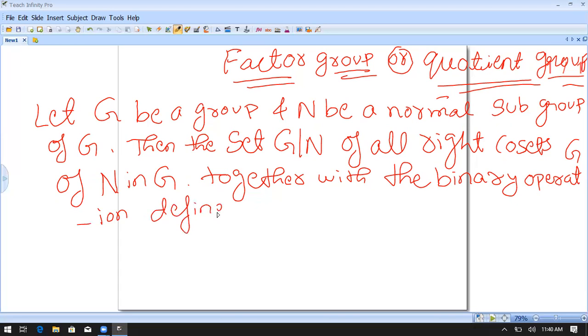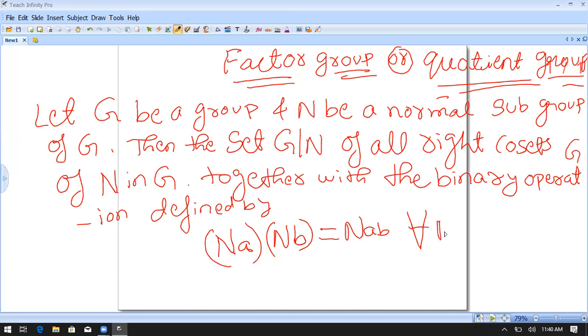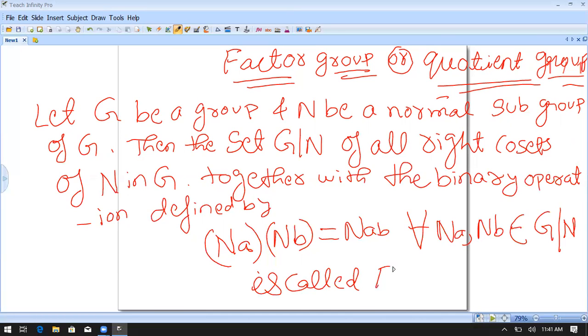defined by, so how do we define this? Na into Nb is equal to Nab for all Na, Nb belongs to G by N. Okay, this is G by N. The set of cosets of N in G is called a factor group or quotient group.